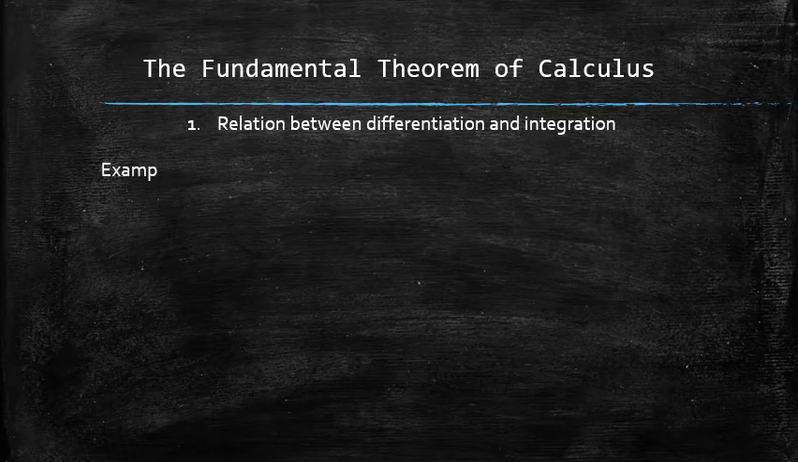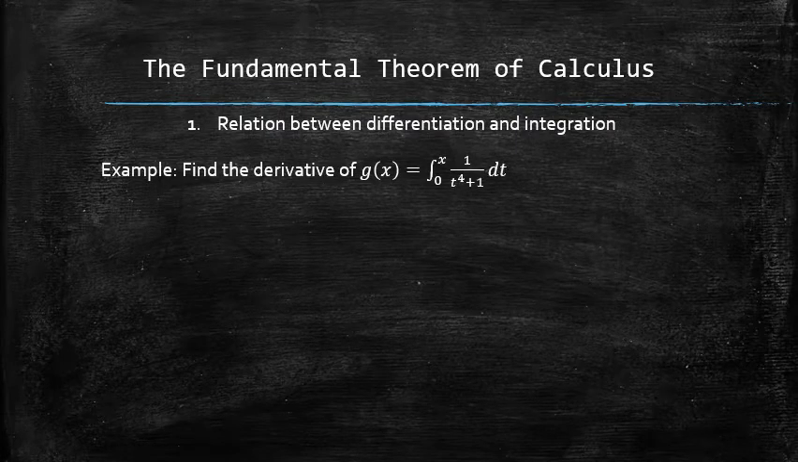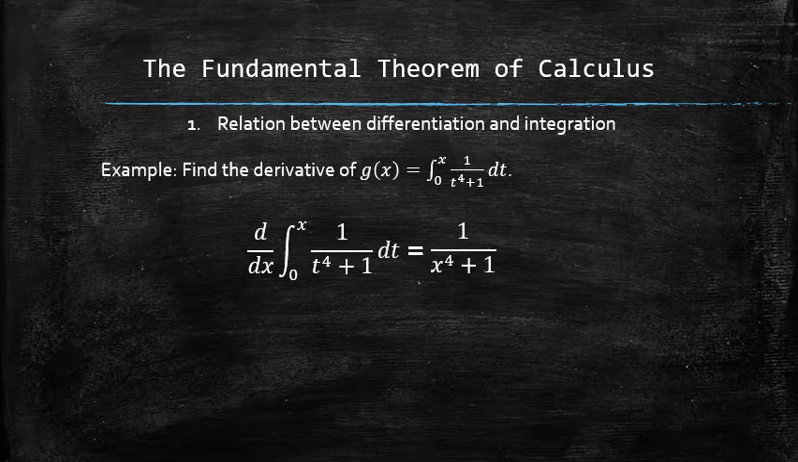Let's do an example and find the derivative of the following function g, which is a function of x, despite the fact that the variable of integration is t. According to the fundamental theorem of calculus, the derivative is the function in the integrand evaluated at x.